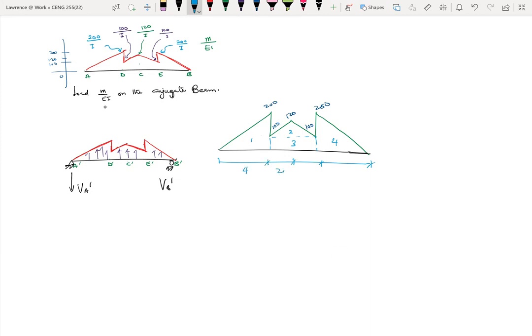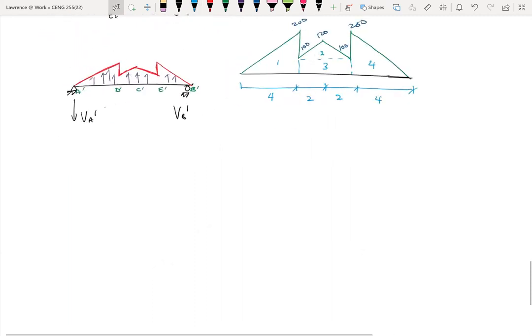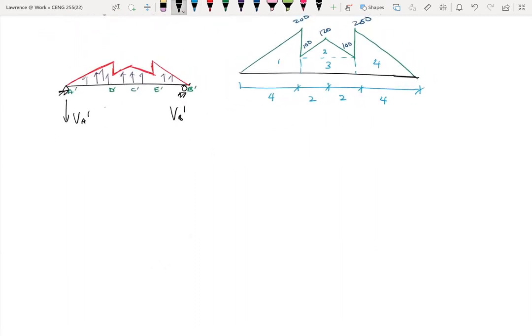4 meters, 2 meters, 2, 2, and 4. All right. So let's go ahead. Summation of vertical forces equals 0. So V is downwards. So VA prime plus VB prime will be equal to.